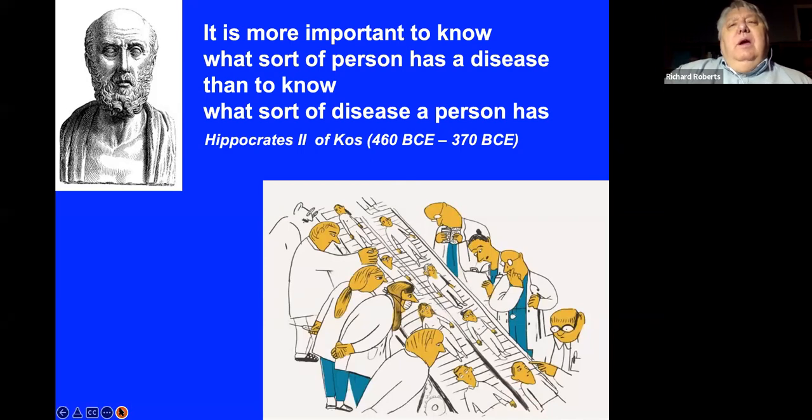Now, if we think back to the origins of the physician and people that provide health services to others, we had folks like Hippocrates advising us a couple thousand years ago that it's more important to know what sort of person has a disease than to know what sort of disease a person has. And one wonders how we went from that very person-centered idea of health and healthcare to the assembly line that you see in the right lower corner of the slide, where now healthcare is viewed as people just going down an assembly line with different specialists looking them over. Next slide, please.